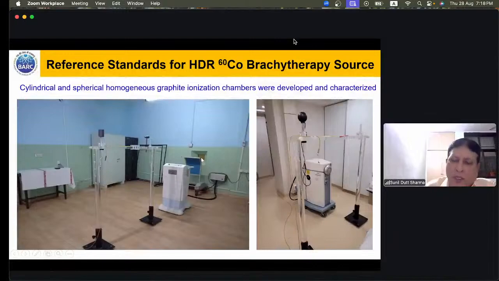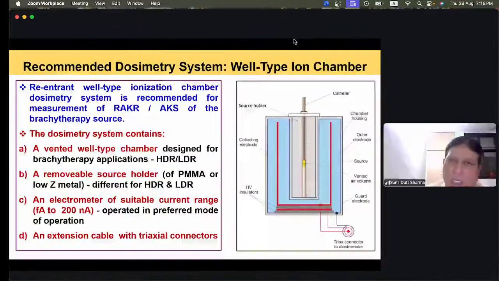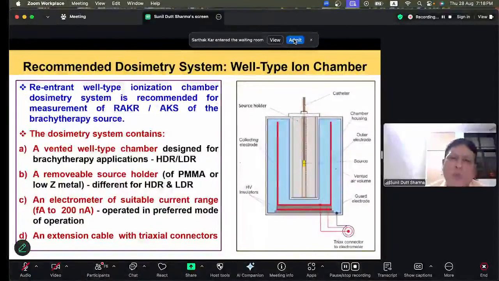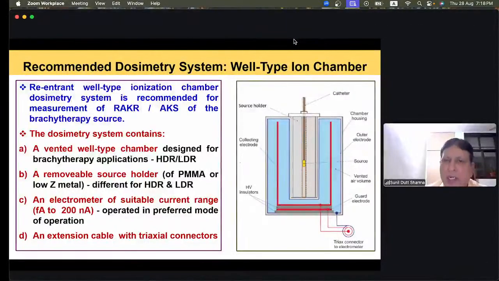So what I mean to say, when TRS 492 came as a recommendation for using at hospital for measuring the source strength of brachytherapy sources, we were well equipped from the radiological standard point of view that if we need to implement it in practice, definitely we are ready and we can implement it. Now coming back to the recommendations of TRS 492, this report recommends the use of a reentrant type bell type ionization chamber. I hope all of you understand reentrant. There is a venting arrangement in the chamber.